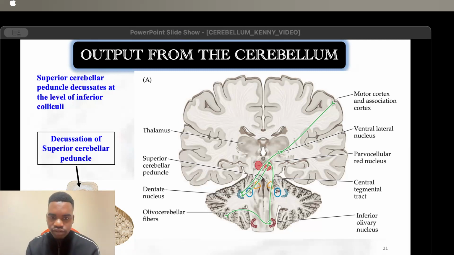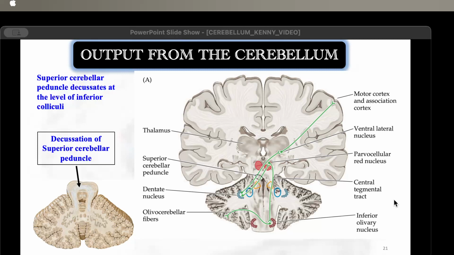So that is ipsilaterality. We have something known as the superior cerebellar peduncle decussation, and as we can see here, the superior cerebellar peduncle will decussate into the contralateral side of the cerebral hemisphere. So that was number one.